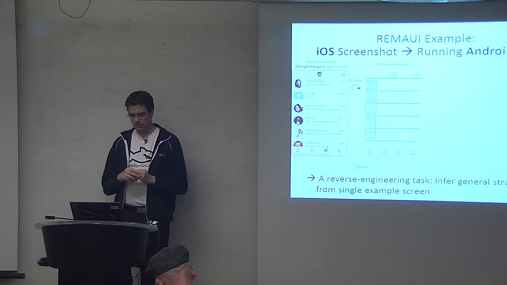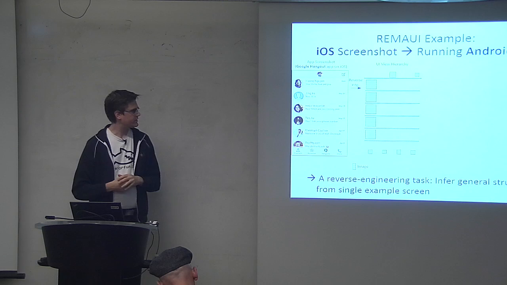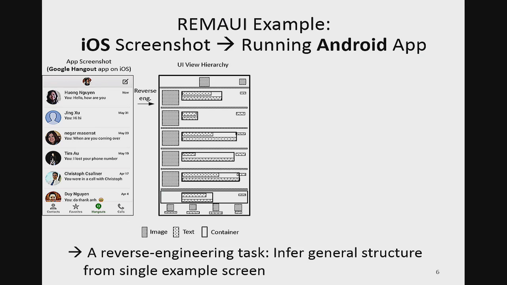So our task is to simulate these steps that the programmer is doing. So we also try to identify where the images are and where the text is. And then, since a UI hierarchy is some kind of tree structure, we also identify elements that should be grouped together, either because they conceptually belong together or because they're part of some collection.